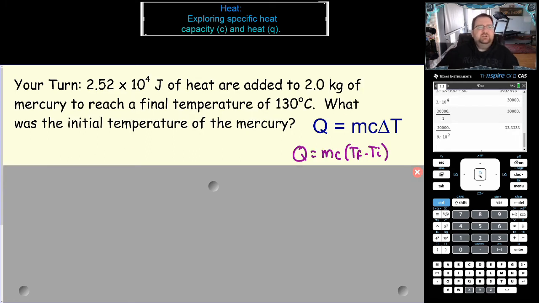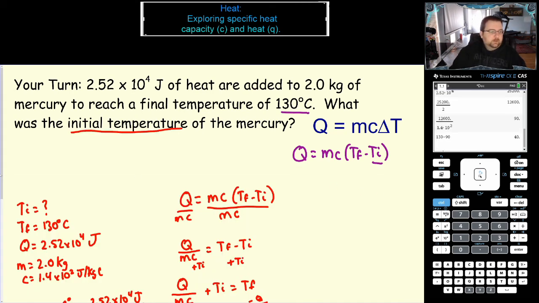All right, so let's give this one a shot. We know that 2.52 times 10 to the 4 joules of heat are being added to 2 kilograms of mercury to reach a final temperature of 130 degrees Celsius. What is the initial temperature of mercury? So you're going to want to split your formula up from this general form and change delta T to TF minus TI. Give this a shot. Start by finding your givens and then just plug them in and rearrange. You may want to rearrange your formula before you put numbers in. Just do what's more comfortable for you. When you're done, come back and we'll have the solution waiting for you. Pause now.